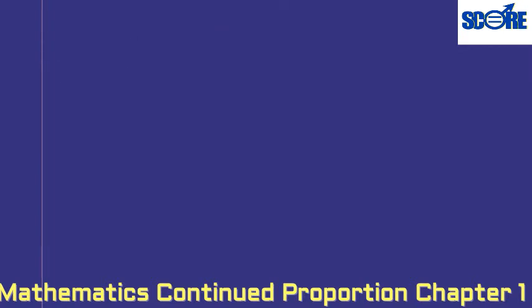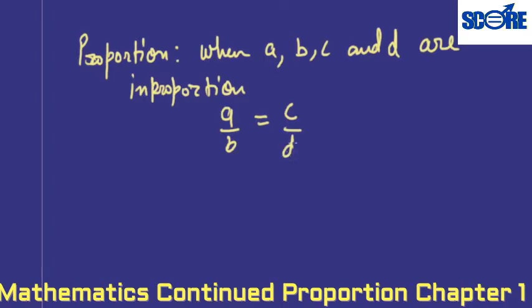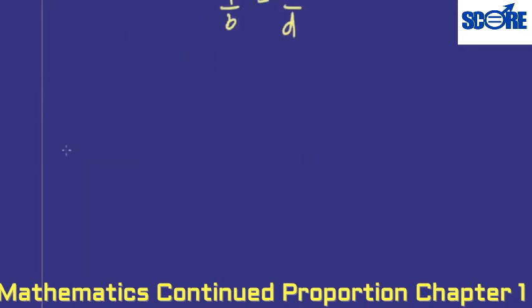Today we will study about, in the last turn we studied proportion, that is, when four numbers A, B, C and D are in proportion, then A upon B is equal to C upon D, where A and D are the extreme proportion, B and C are the mean proportion, and D is known as the fourth proportion. Today we will study about continued proportion.